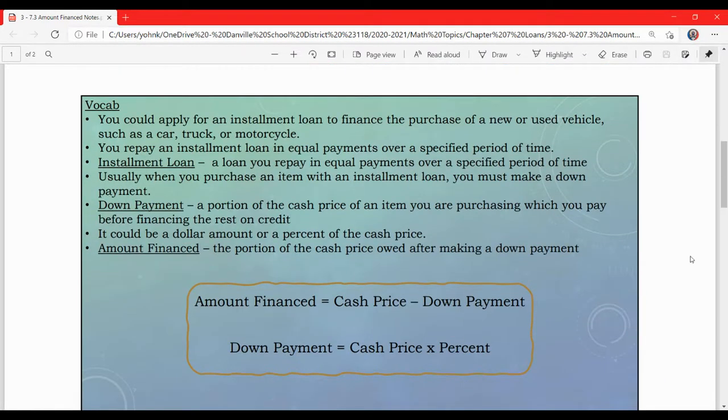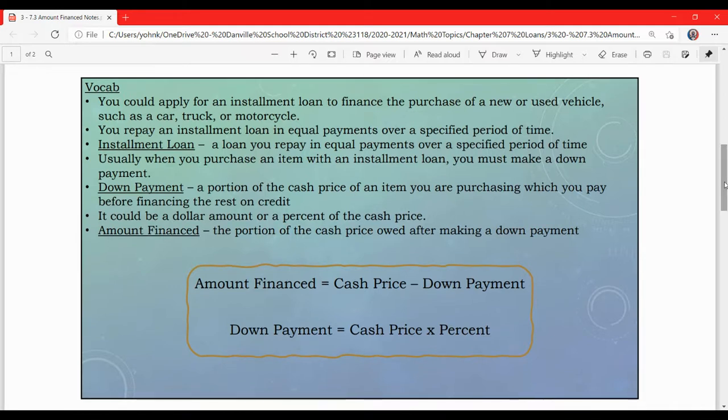So some vocab today. You could apply for an installment loan to finance the purchase of a new or used vehicle, such as a car, truck, or motorcycle. You can repay an installment loan in equal payments over a specified period of time. Last time we talked about a single payment loan, where you borrow money and pay back the money with interest at one single time. But now we're going to talk about an installment loan, a loan that you repay in equal payments over a specified period of time.